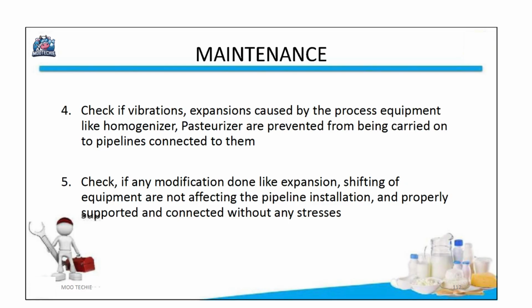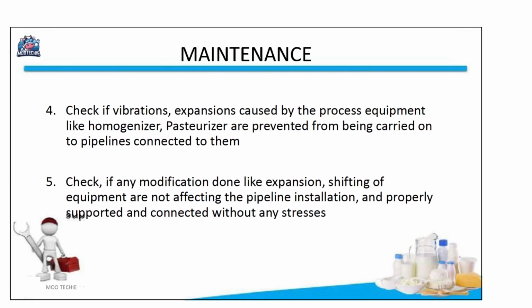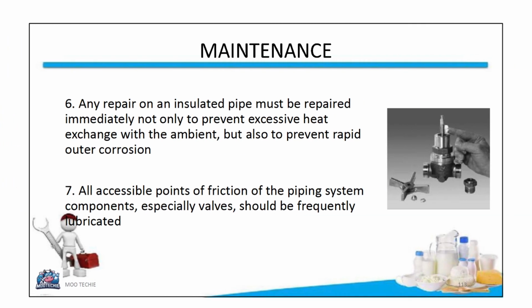You must also check if any recent plant modifications, like an expansion or shifting of equipment, have affected the pipeline installation. All pipes must remain properly supported and connected without any new stresses. Any damage to the insulation on a pipe must be repaired immediately. This is not only to prevent excessive heat exchange with the surrounding air, which wastes energy, but also to prevent rapid outer corrosion of the pipe underneath.